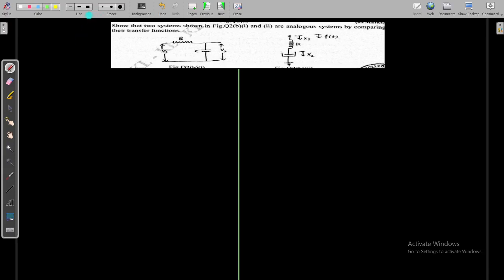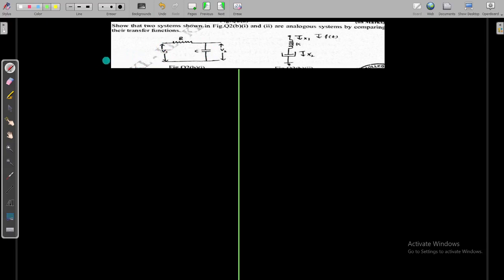If you observe this problem, it is given as: show that the two systems shown in the figure are analogous systems by comparing their transfer functions. That means first of all you have to find the transfer function of this electrical network as well as the transfer function of this mechanical network, so that you can compare them and show that both transfer functions are analogous to each other. That is what we are going to show.